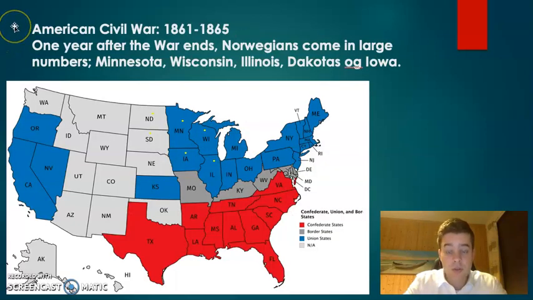So the American Civil War was from 1861 to 1865. One year after the war ends, in 1866, lots of Norwegians come in large numbers to Minnesota, Wisconsin, Illinois, North and South Dakota, and Iowa. I mean, a lot of Norwegians also settled in California, but these states here, which are highlighted with the yellow dot, a lot of Norwegians settled there.